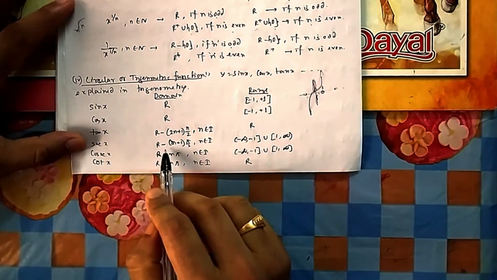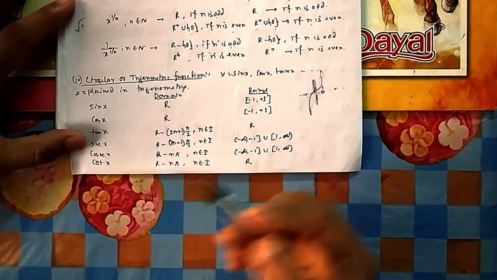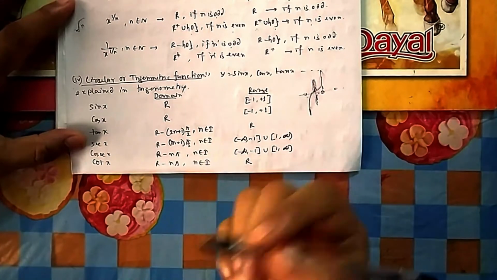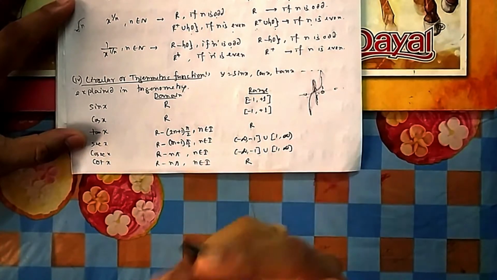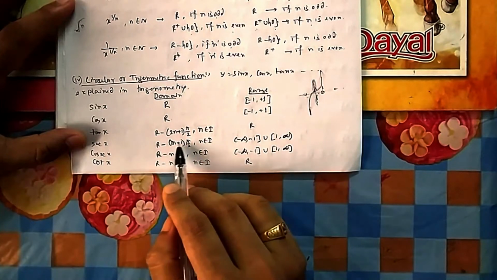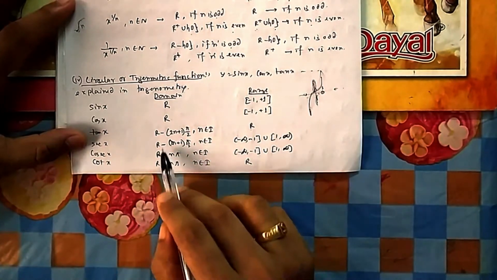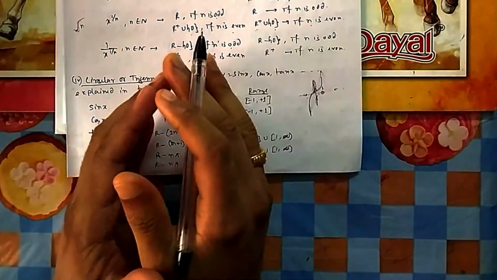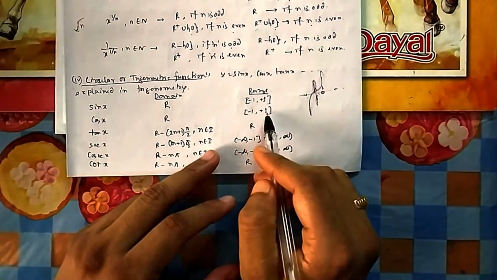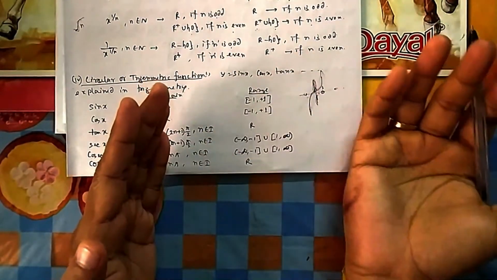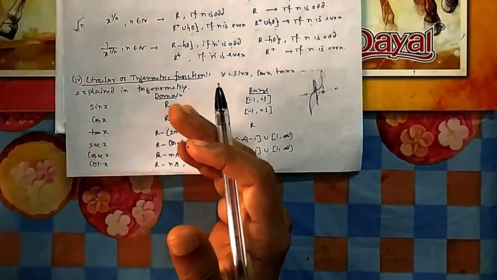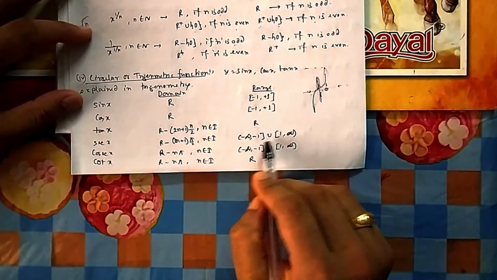For sec x, again, sec 90 is not possible because cos 90 is 0, so sec 90 will be undefined, so you remove all those odd multiples of 90. What is the range of sec x? We told you cos x goes from -1 to 1; if you take the reciprocal, 0 to 1 will be 1 to infinity, and 0 to -1 will be -1 to minus infinity. So that's why it looks this way.